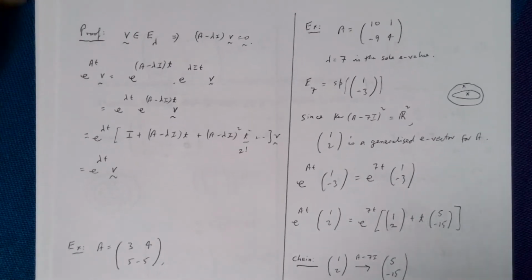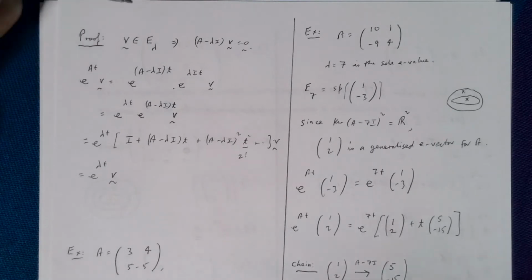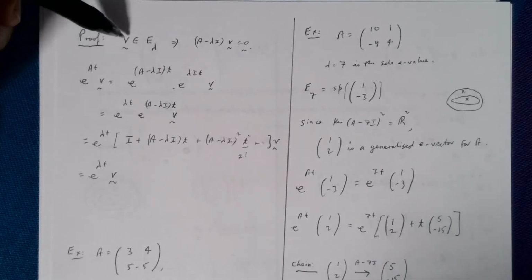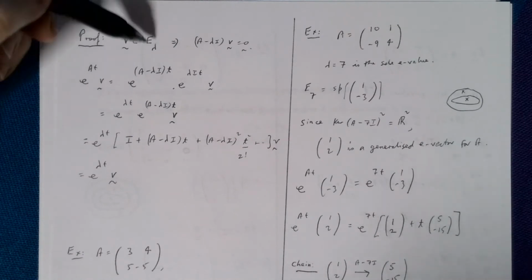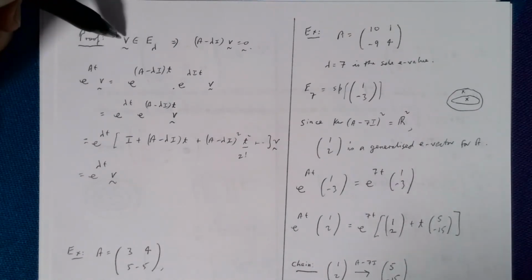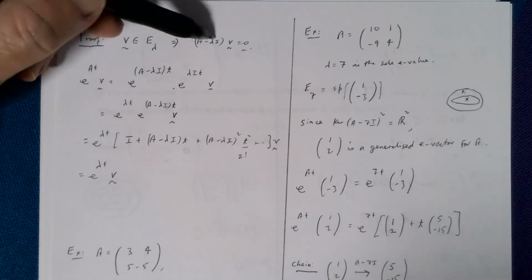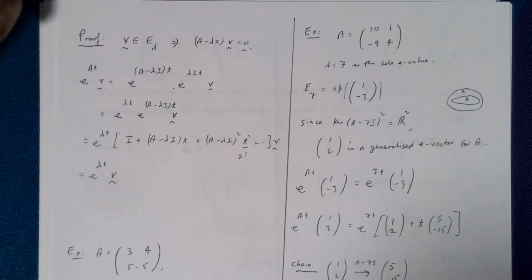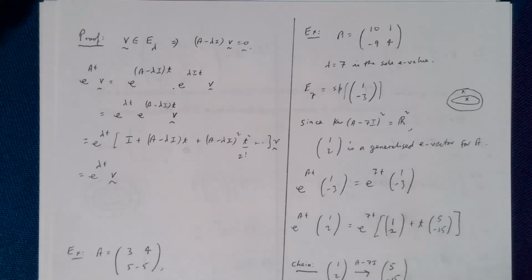It incorporates lots of important ideas as well that we'll use elsewhere. So here's our proof. We take v in the eigenspace for lambda. So v is an eigenvector corresponding to eigenvalue lambda, and that of course means that (A minus lambda I) v is 0, because v is in the kernel of this matrix. That's where we get the eigenvector from in the first place.